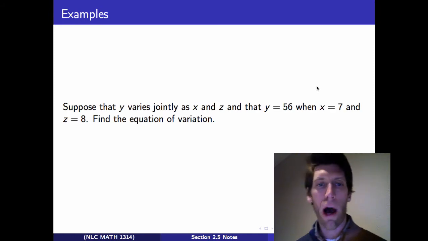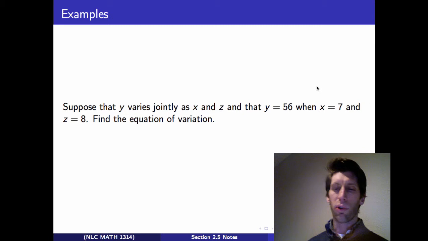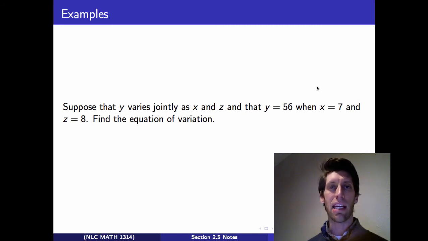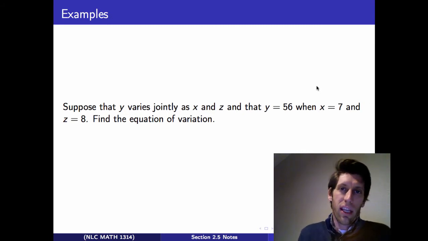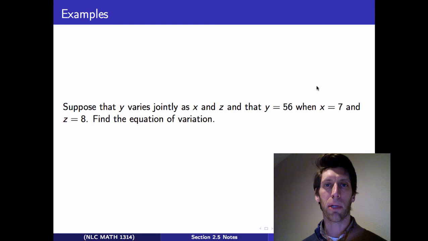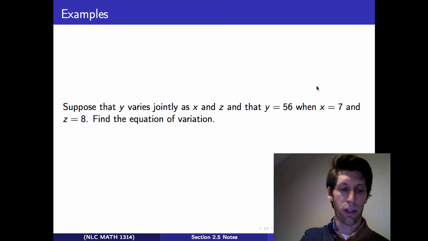Suppose that y varies jointly as x and z and that y equals 56 when x equals 7 and z equals 8. We want to find the equation of variation. Essentially, the strategy here is the same as the strategy that we had in direct and inverse variation. The only difference is we get to skip step 3 here. There's not really a step 3, so it's a little more straightforward than the other examples that we've done in this section.